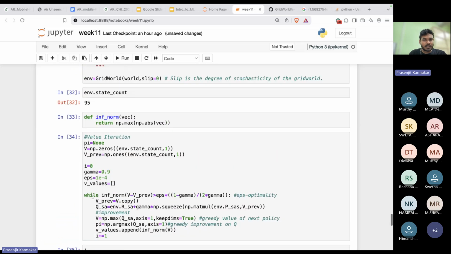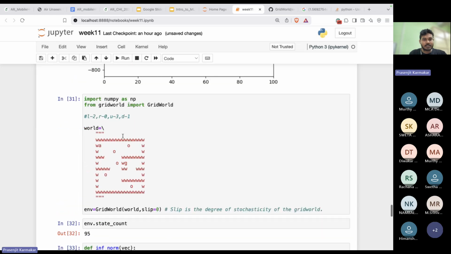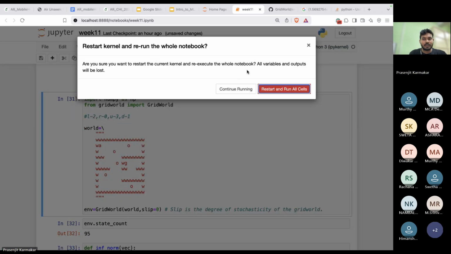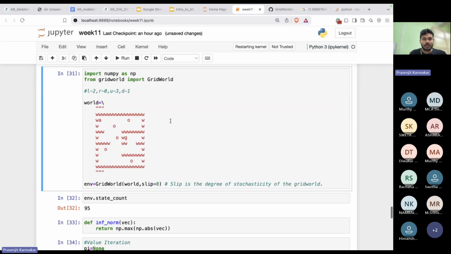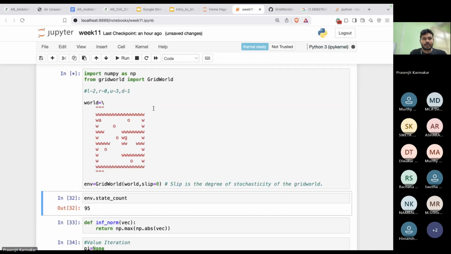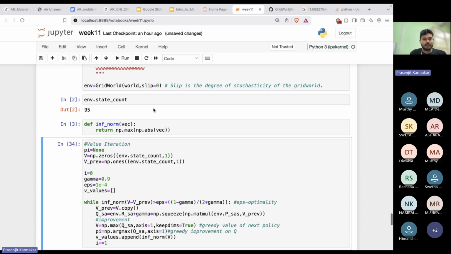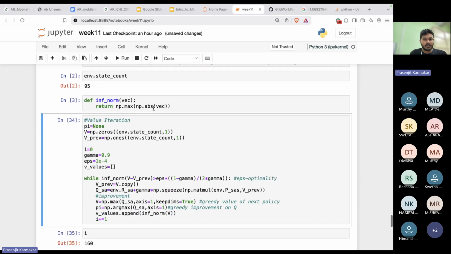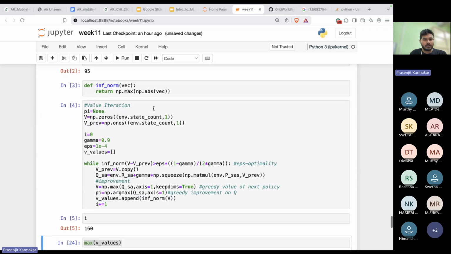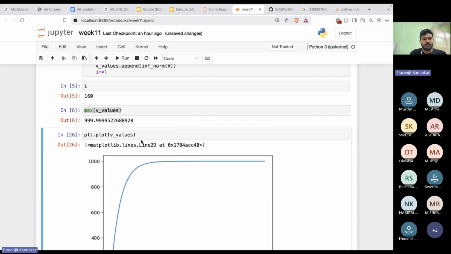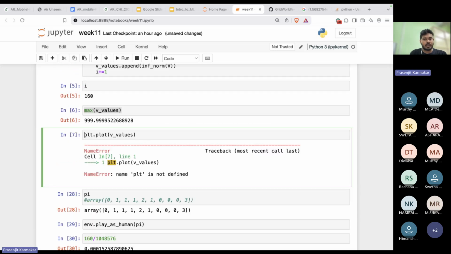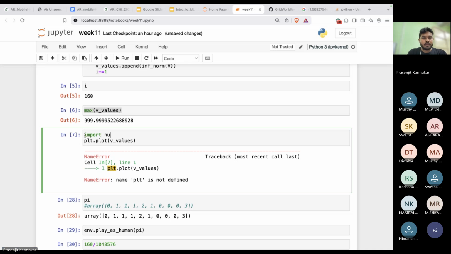So is everything fine? Let me just rerun it again. Okay. I cannot even believe that only 160 iterations can solve something this big. Okay, done. 160 iterations only. And the maximum value is the same. Plot with plt. Maybe I am doing something wrong. It should not be this fast.